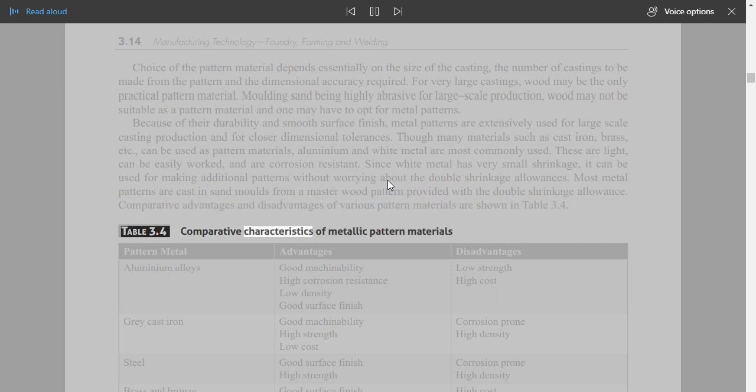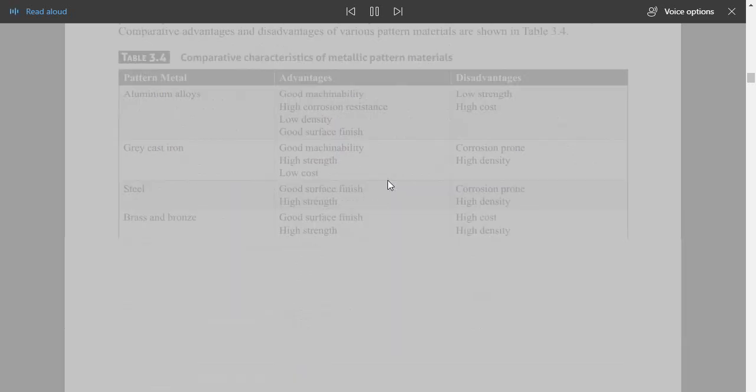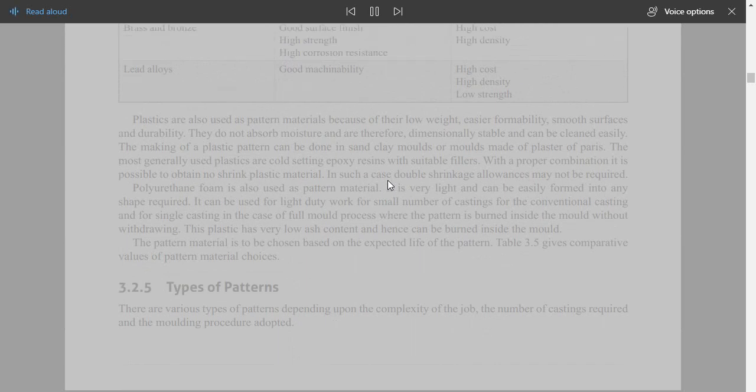Table 3.4 Comparative characteristics of metallic pattern materials. Pattern metal advantages, disadvantages: aluminium alloys, good machinability, high corrosion resistance, low density, good surface finish; low strength, high cost. Gray cast iron, good machinability, high strength, low cost; corrosion prone, high density. Steel, good surface finish, high strength; corrosion prone, high density. Brass and bronze, good surface finish, high strength, high corrosion resistance; high cost, high density. Lead alloys, good machinability; high cost, high density, low strength.